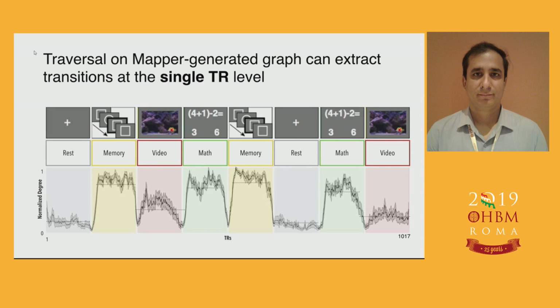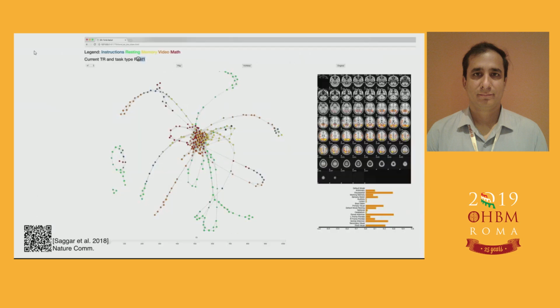I probably don't have time to go into this, but just by traversing the Mapper graph, we can extract the transition between different brain tasks at the level of a single TR. This is, by the way, averaged over all subjects, so you see individual variations in each subject's data.